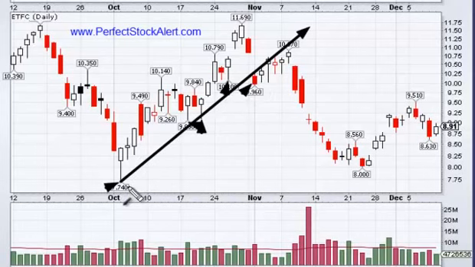Oftentimes, whenever your support line is broken and you have a close below that support like you did here, it will begin to act as resistance. What was once support turns into resistance when it's broken. So then you see it resistance here, here, here, and here.